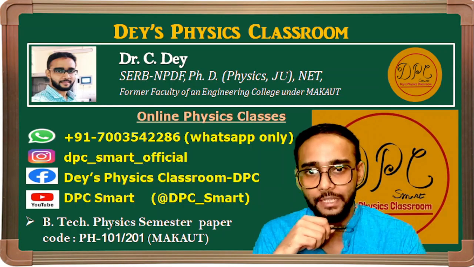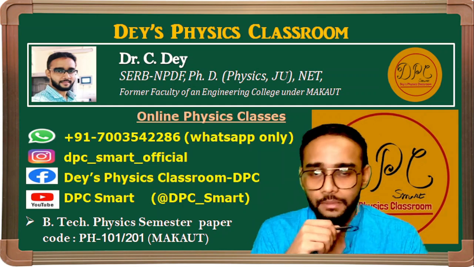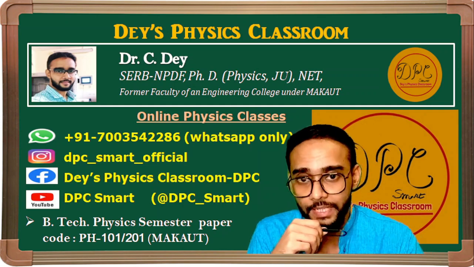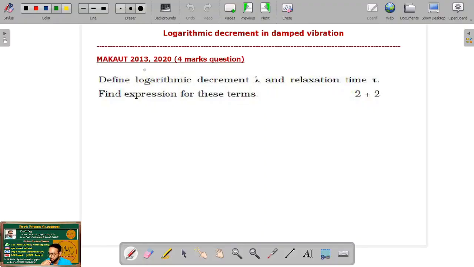Next, another significant term in damped harmonic oscillation is called the logarithmic decrement, and also it came as a question in MAKAUT 2013 and 2020 as a 4 marks question about logarithmic decrement and relation between logarithmic decrement and relaxation time. So let us discuss the logarithmic decrement in damped vibration.